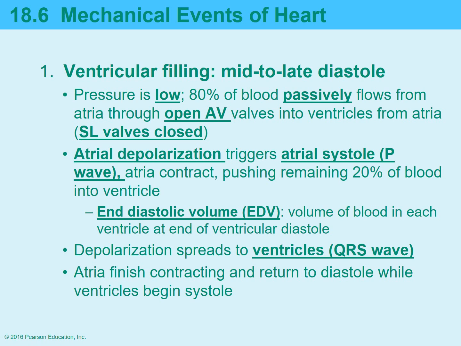End diastolic volume, or EDV, is the volume of blood in each ventricle at the end of the ventricular relaxation, or diastolic section. Depolarization spreads to the ventricles. That's going to be the QRS wave. The atria finished contracting, and they're going to return to the diastolic phase, or the relaxation phase, and then the ventricles are going to start.